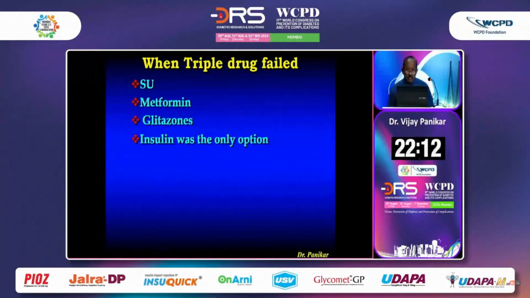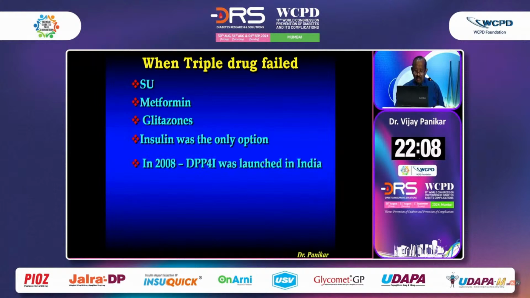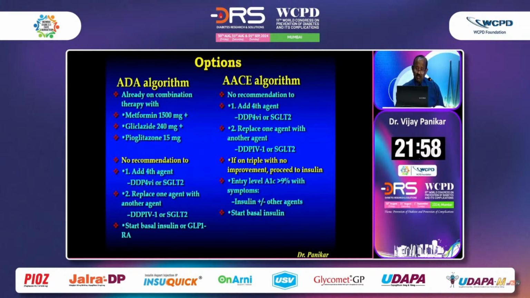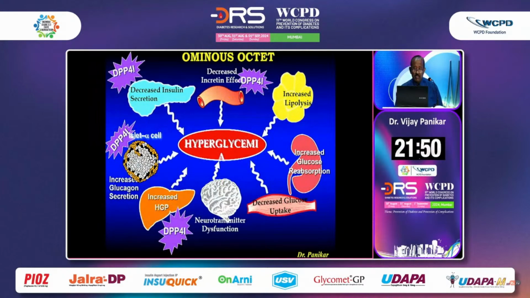Then when this triple drug failed, we only had insulin again. But then DPP-4 came in 2008. Now the question is, can we use 4 drugs? Because all the guidelines say that after 3 drugs, use insulin. If you have to use the 4th drug, then replace one from the other and still keep it 3 drugs and give insulin. Now DPP-4, this is where it would act.